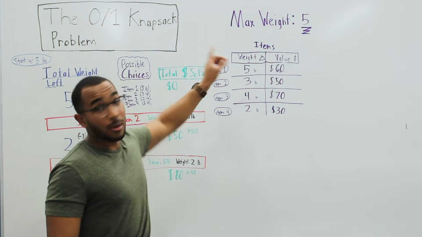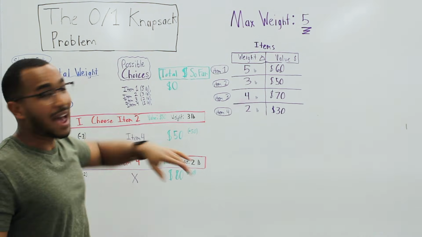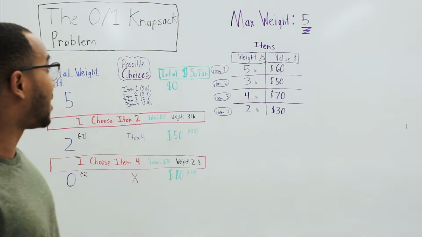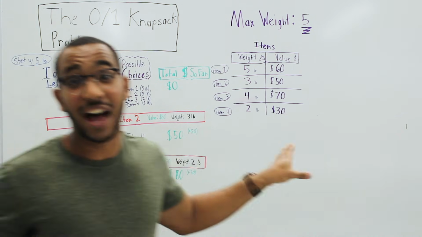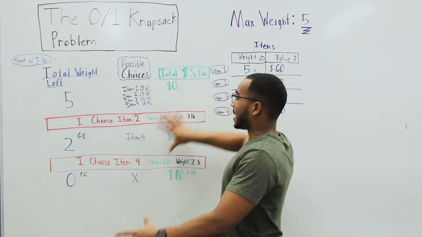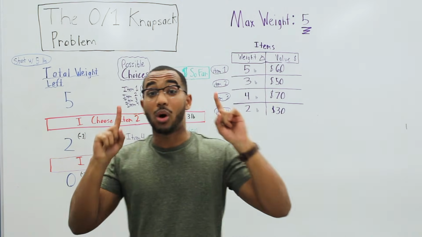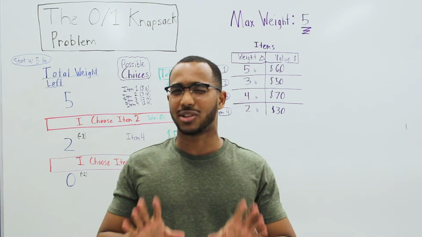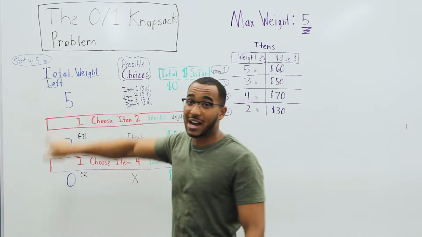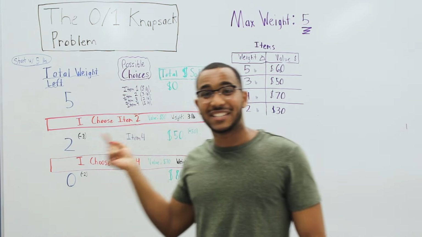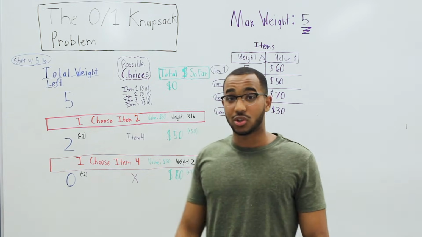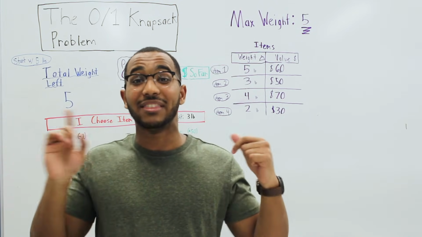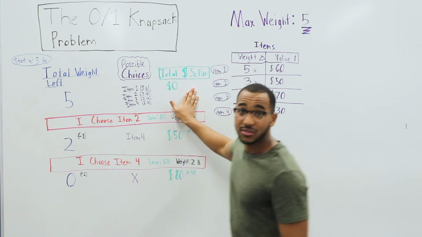Here's our example. Our maximum weight is 5. We have 4 items. We have 5 pound, 3 pound, 4 pound, 2 pound items, and you can see their values over there. Here is just one pathway we could take during the solving of our problem, so you can see what I mean by subproblem. So we start off with 5 pounds. The total weight left is 5 pounds. Our possible choices, we can choose item 1, 2, 3, or 4. We can choose any of the items in this first step. And right now we have $0.